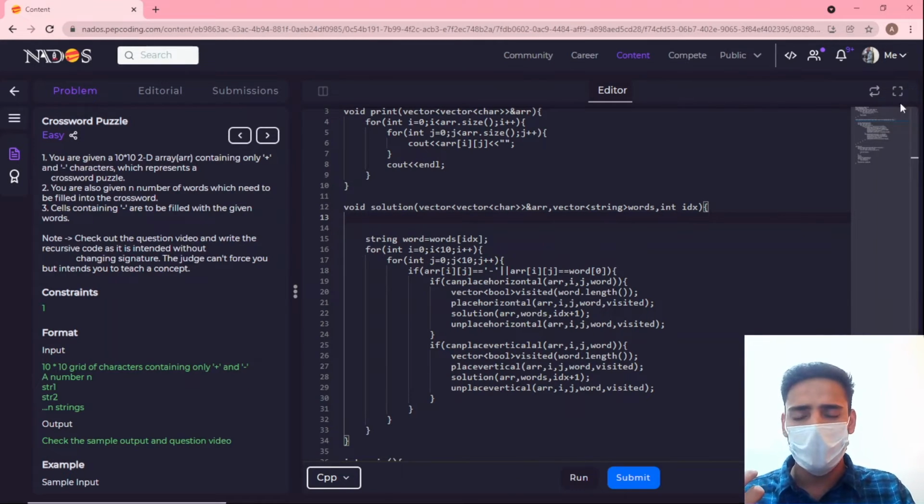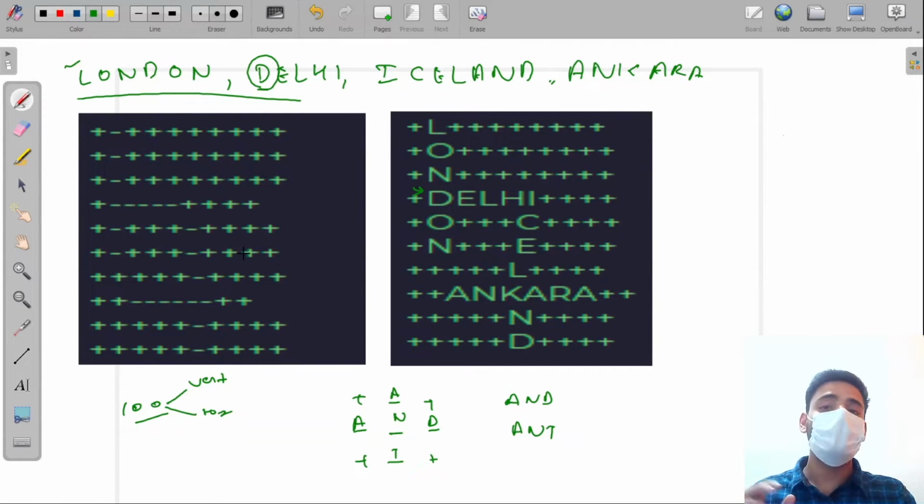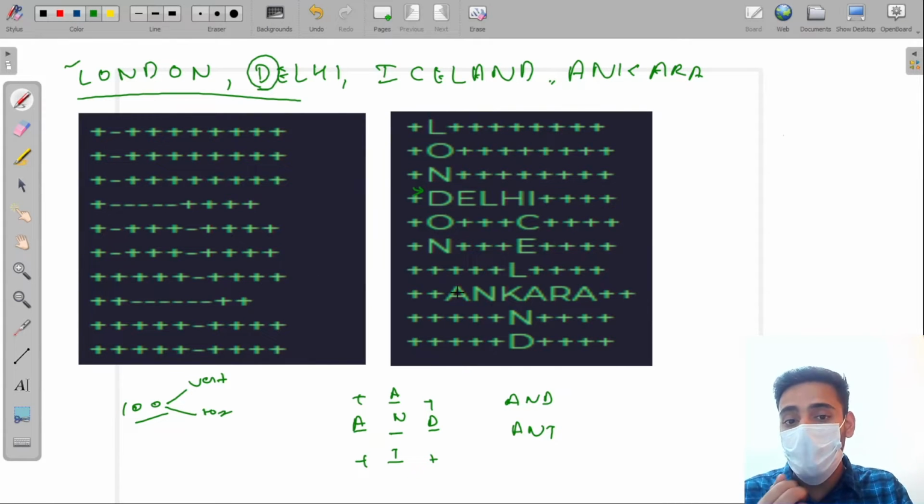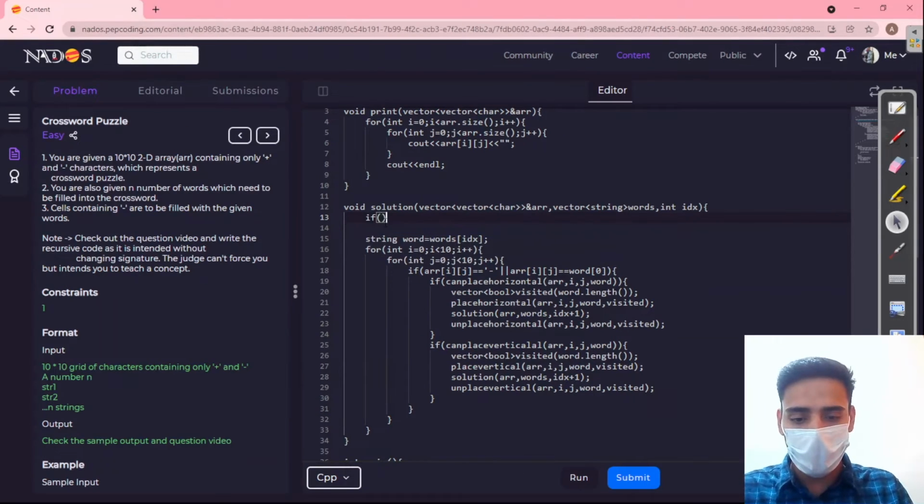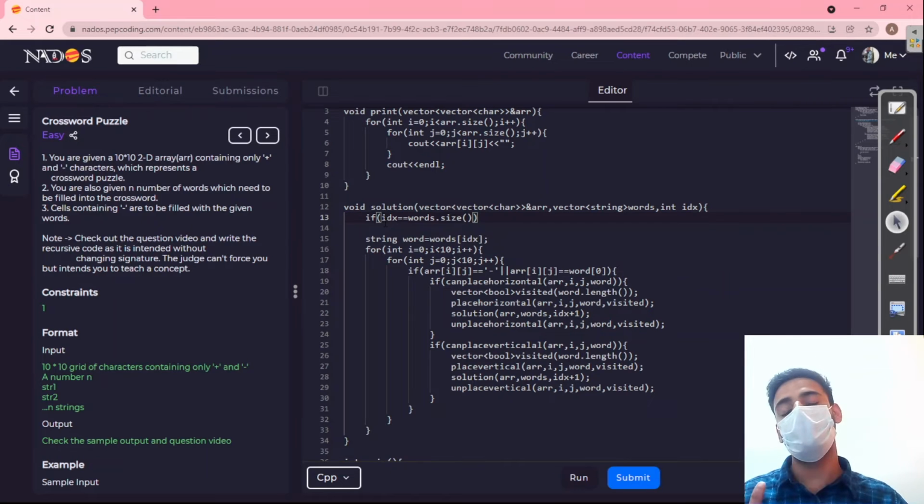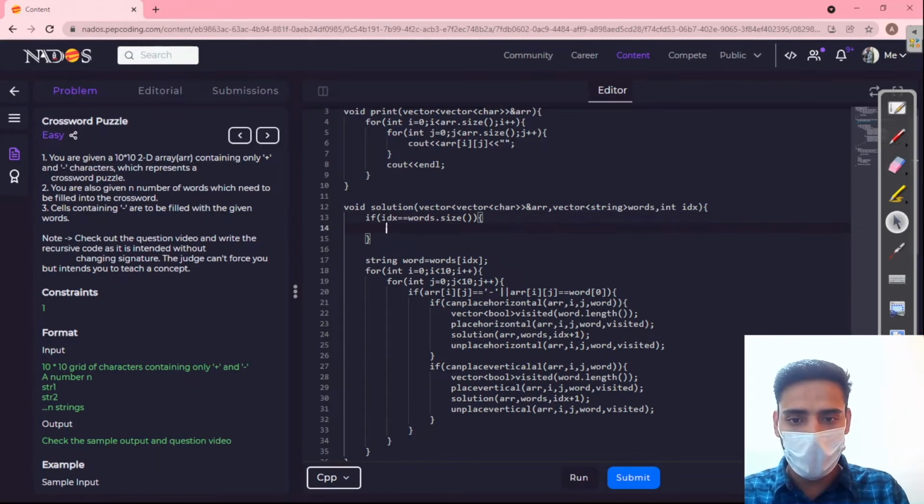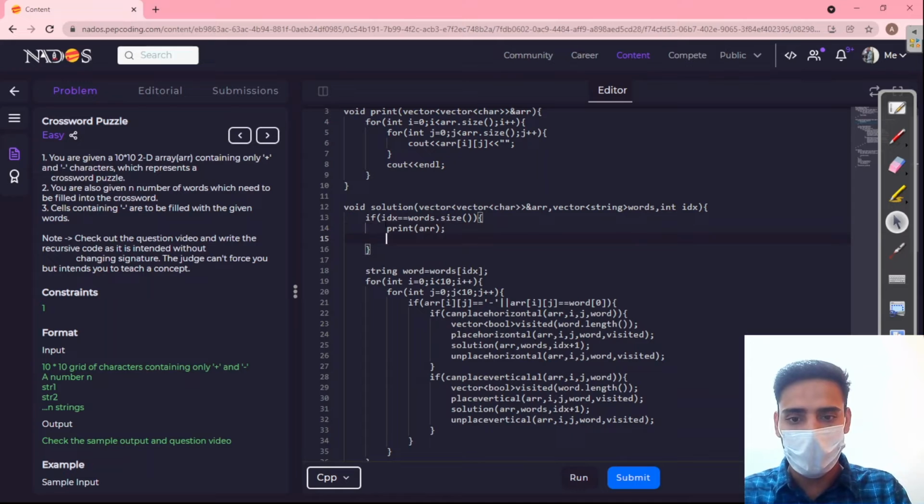Just suppose this is the crossword. When will we stop? When we place all the words that are given to us, right? Exactly. So that is going to be the base case. If the given index is equal to words dot size, it means we have reached the end of the words array that we have. So if it is the condition, what will happen? We will print our answer, and then we will return, right?